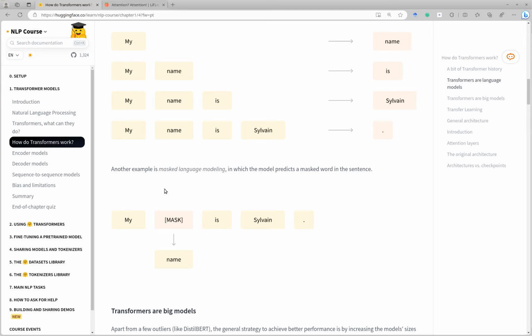In this way we can predict or generate a sentence. Another example is masked language modeling, as we have already done an example in our previous section. So we can provide a sentence with a randomly masked word, and the task of the model will be to predict the word in that masked place.